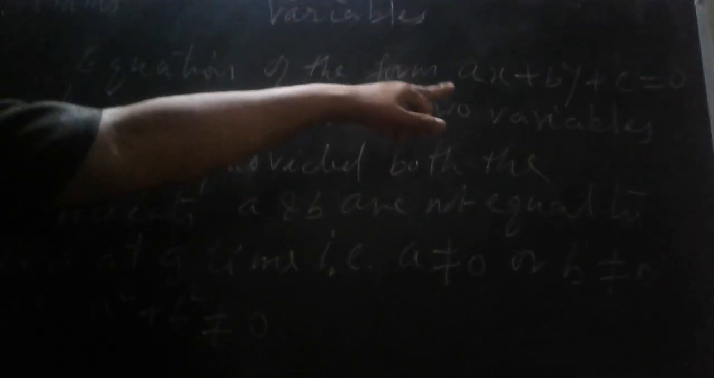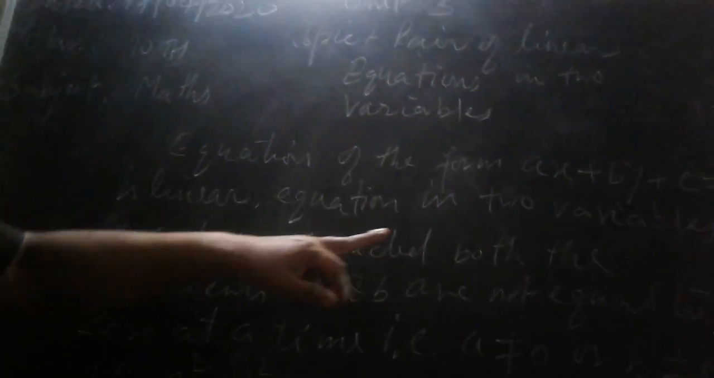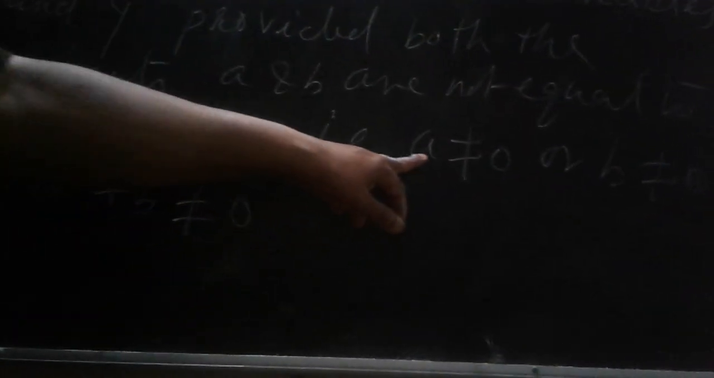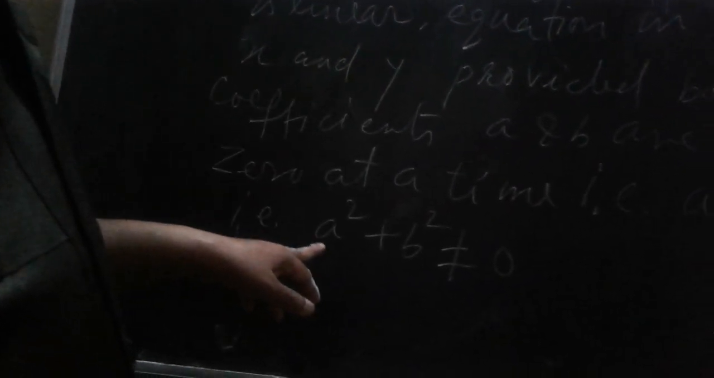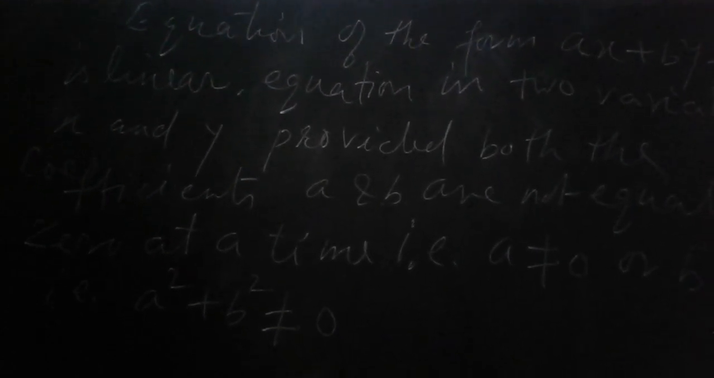Again I repeat, a linear equation of the form ax plus by plus c equals 0 is a linear equation in two variables x and y provided both the coefficients a and b are not equal to 0 at a time. A is the coefficient of x and b is the coefficient of y, the second variable. That is, a should not be equal to 0 or b should not be equal to 0. That is, a square plus b square must not equal 0. This is a brief introduction to a linear equation in two variables.